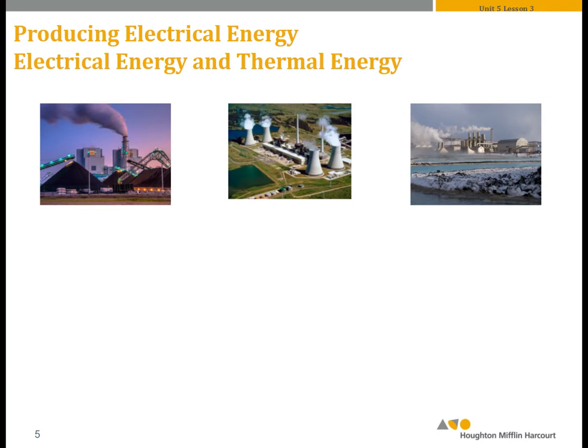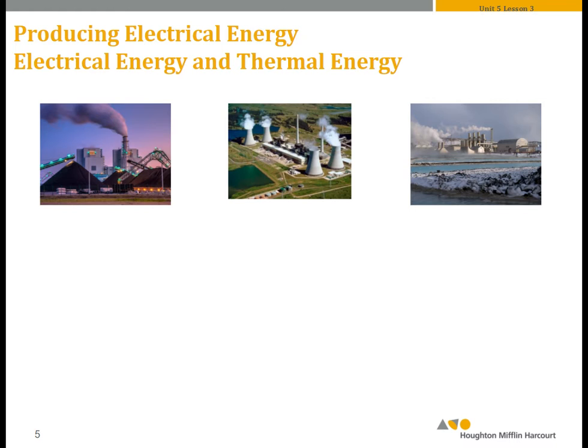Sometimes we use natural sources of mechanical energy like wind or flowing water. And sometimes we create our own mechanical energy from natural resources. Here we see examples of different kinds of power plants that humans have built.